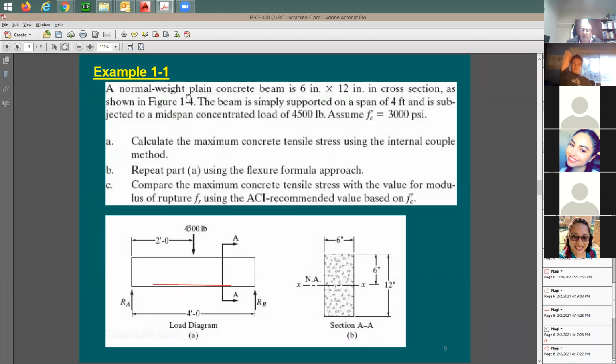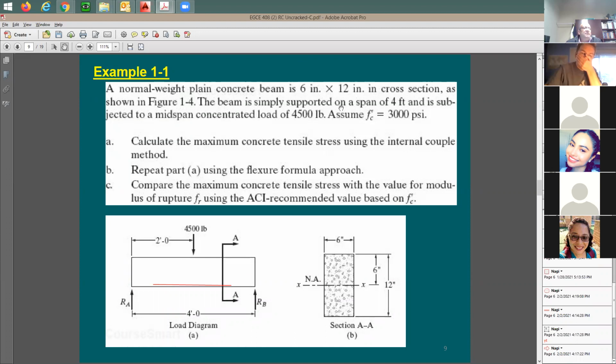There is no reduction for lightweight. You guys remember the reduction for lightweight, the lambda factor, the 0.75. I don't have it here. This is why it says normal weight. So your lambda factor equals 1. You just ignore it. The beam is 6 by 12 in cross section, as shown in this figure. This is taken from your textbook, right? So if you like, you can go back and read the whole section on it.